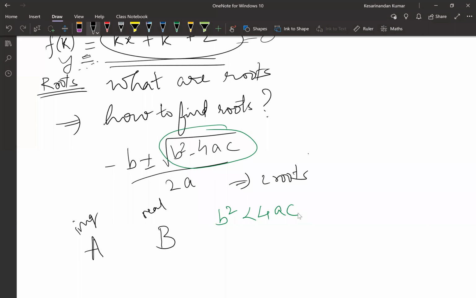Kesri, can you repeat the question? I didn't understand it actually. If the roots are imaginary, like b square is less than 4ac, what will become of the parabola? Will it still remain real, or will the parabola also become imaginary? If you think it is imaginary, type A. If you think it will remain real, type B.